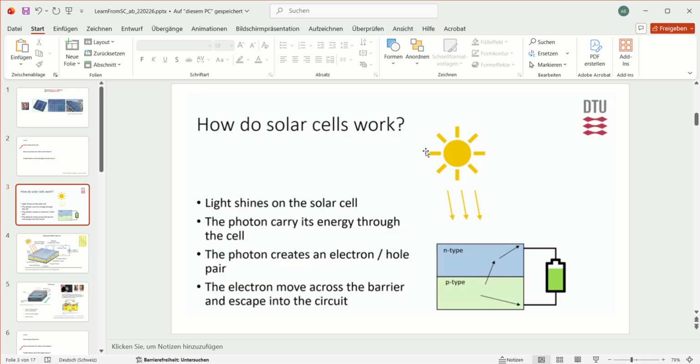And the N-type can free off electrons, and the P-type makes holes where an electron can be stored or accepted. So N-type is called donor and P-type is called acceptor, and they're both actually uncharged in the beginning.